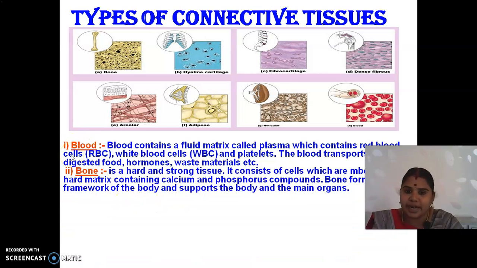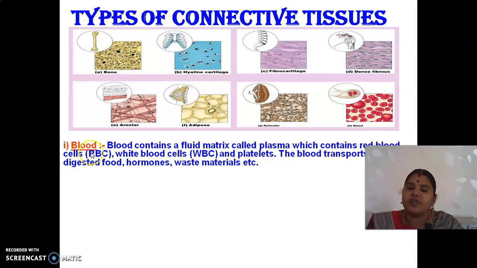So the first one is the blood. You all know where the blood is present? It is present in the whole body. The blood contains a fluid matrix called plasma, which contains red blood cells, RBC. What's the color of the blood? Why is our blood red in color? Because it contains an iron pigment. What's the name of the iron? Fe, iron pigment, the chemical compound, that is hemoglobin. Because of the presence of hemoglobin, the blood is red in color.